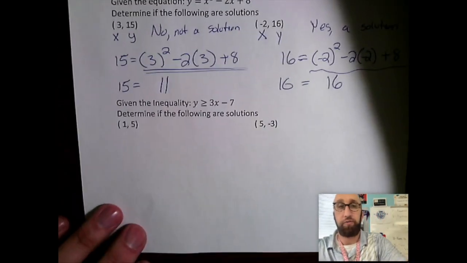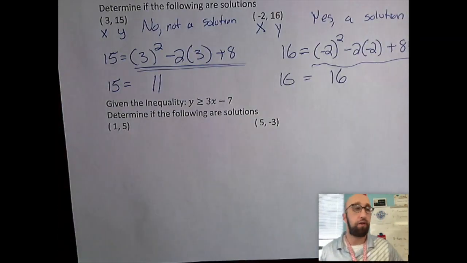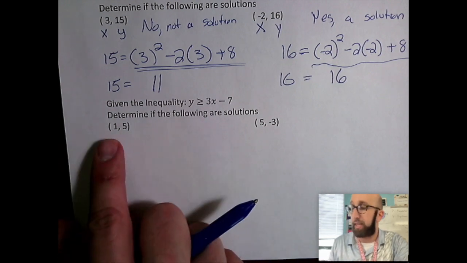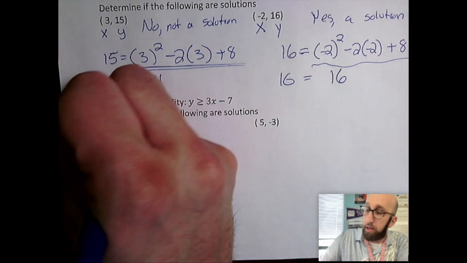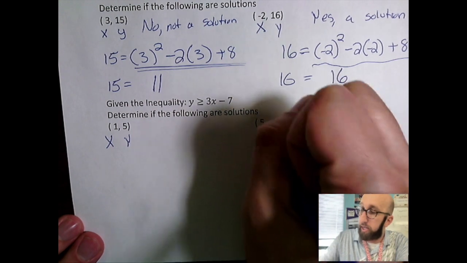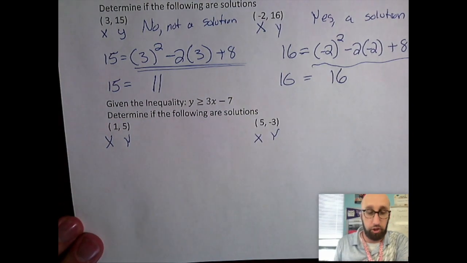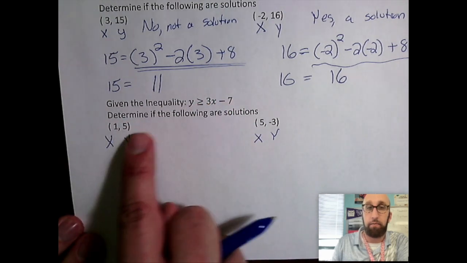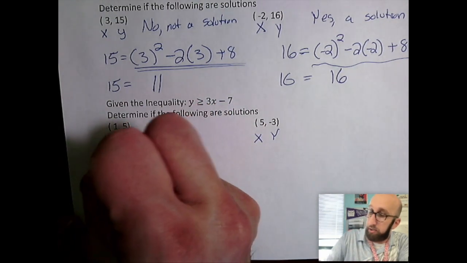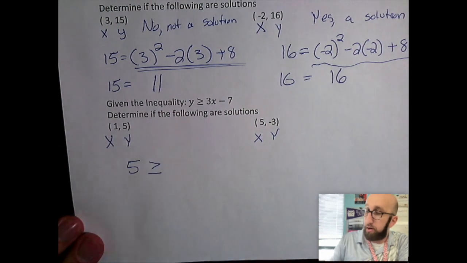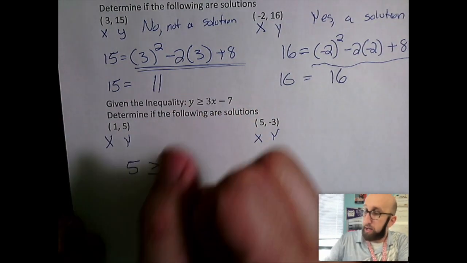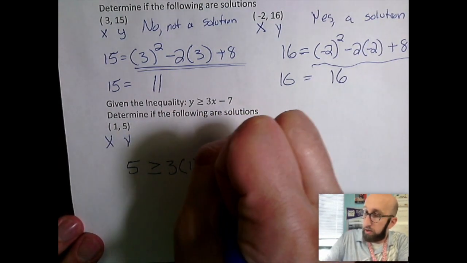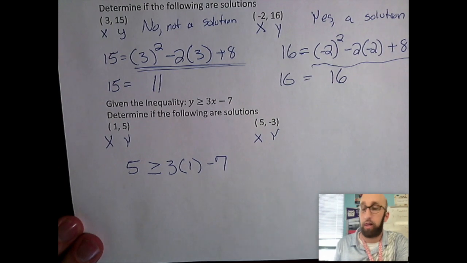Final problem I want to show in this video is inequalities. Very similar, but slight differences in the end. So it's the same idea of plugging in x and y. I just want to show you what happens in the end. So we're plugging in 1 in for x, 5 in for y. So this would have 5 is greater than or equal to 3 times 1 minus 7.